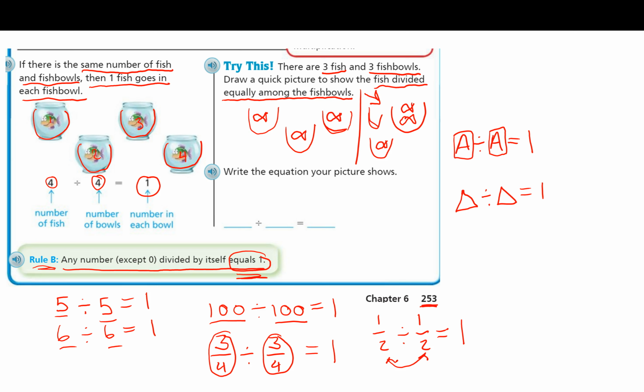Now let's write an equation to show this. The number of fish is going to be our first number. There are 3 fish. Got that information right there. Number of bowls. There are 1, 2, 3 bowls. And again, we have learned that anytime you have any number divided by itself, the same number, equals 1. All right, go ahead and answer the questions.